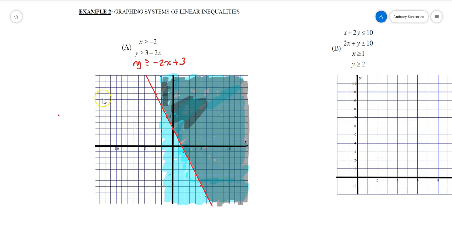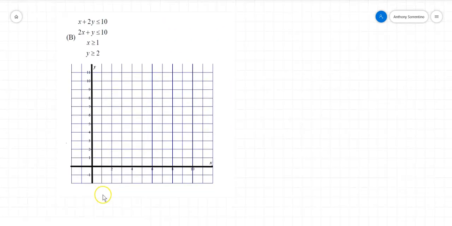Let's try the next one. Right now you're not going to be able to do a lot of participating with this because it's hard to put in graphs and inequalities. But let's look at the next one. I want you to maybe pause this video a moment, try to see if you can make the system of inequalities for this, and then resume it to check your work.